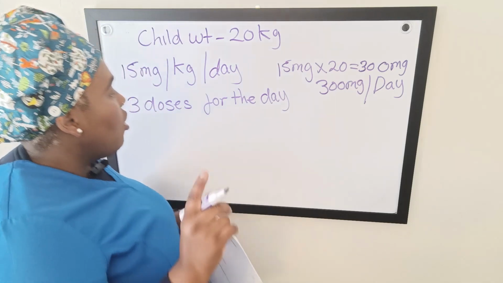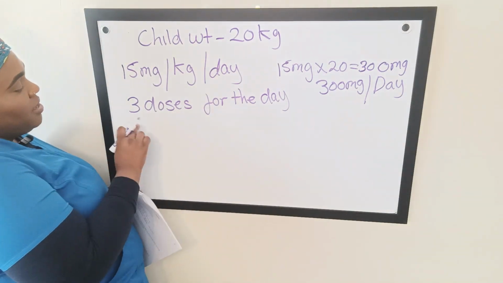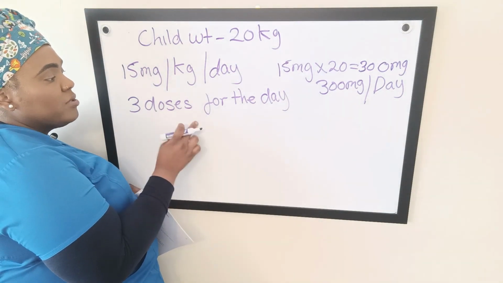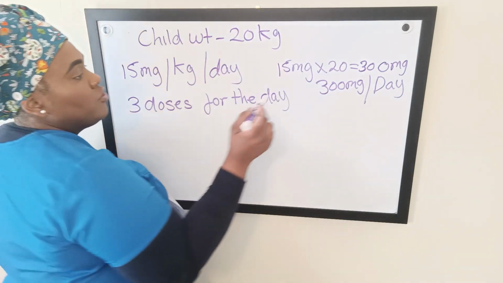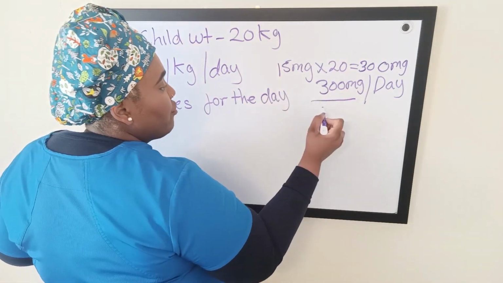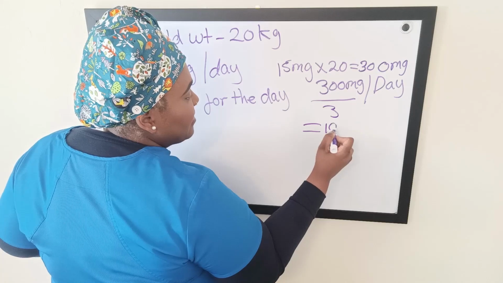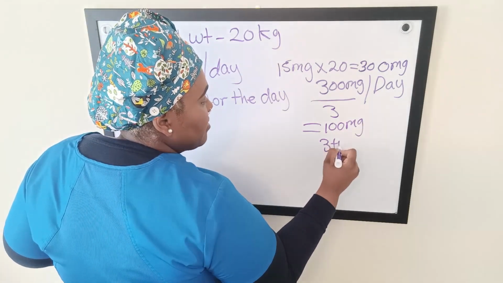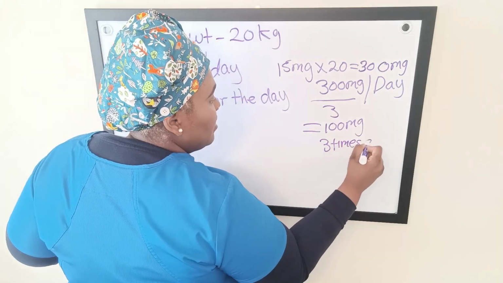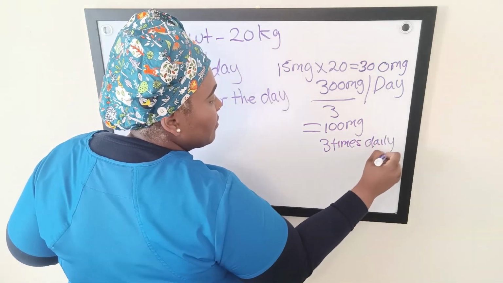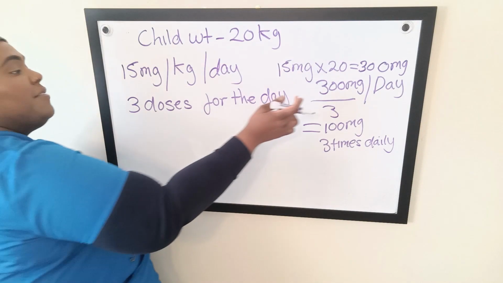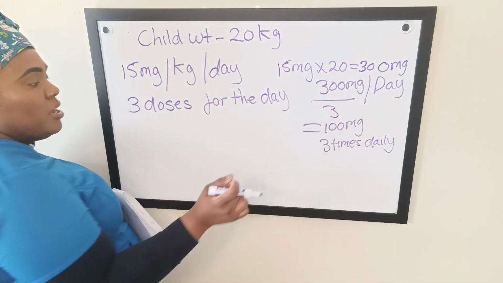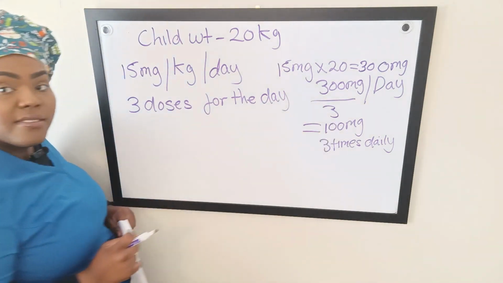Now, the other part of the equation is that the patient has to get 3 doses for one day. So we have to divide this by 3, which means the child is getting 100 milligrams 3 times daily, because when we divide 300 milligrams by 3, it gives us 100 milligrams.